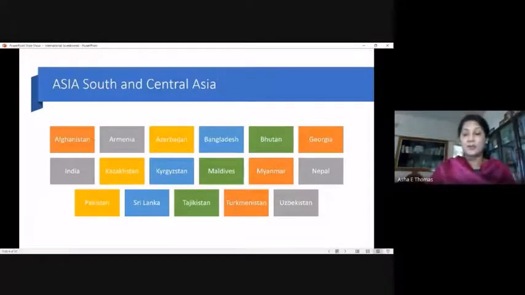This is the list of countries in the category of Asia, South and Central Asia. These are the countries that are being qualified. Of course, the list is very huge because there are 150 plus countries, and the revised list will be published by OECD as and when there is a need, at regular intervals.